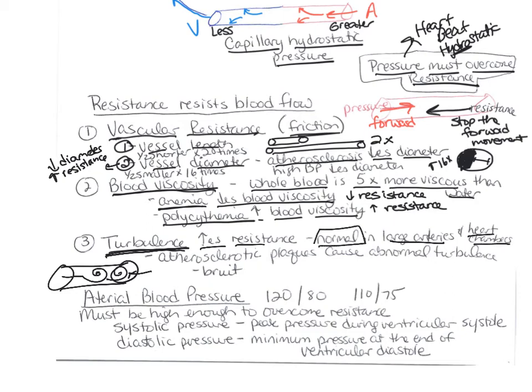That's normal. But if we see turbulence in areas where we should not be seeing turbulence, we call that abnormal turbulence. And that can be caused by things like atherosclerotic plaquing. For instance, if you have an artery and you have some plaquing on the side, as the blood comes up to the plaquing, it hits that and it swirls around. That's turbulence, and that will increase resistance.